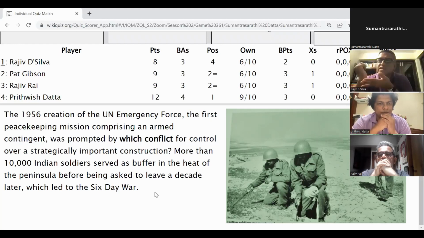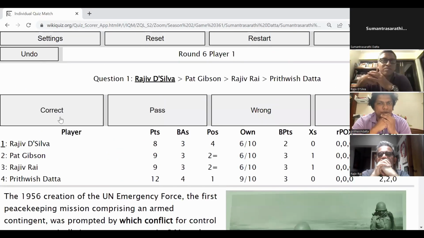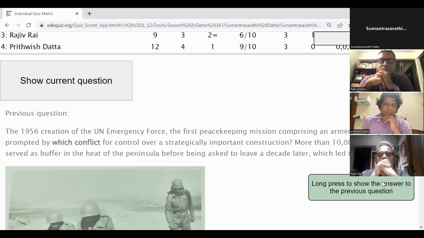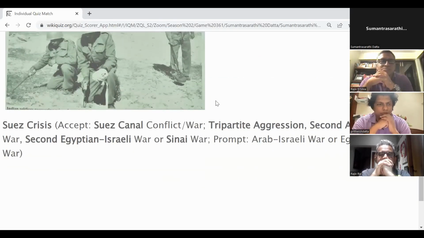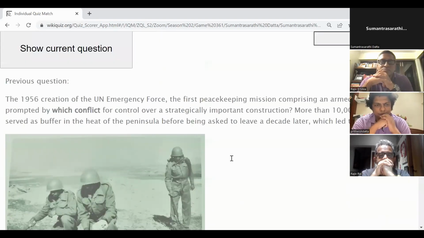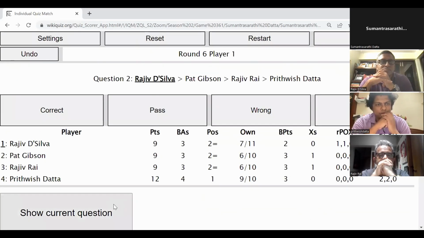The Egypt-Israel war. Yeah, Egypt-Israel is an operatively acceptable answer as well. The Suez Crisis. This conflict. Either of Egypt-Israel or Suez Canal is acceptable. Moving on to Rajiv De Silva's question. Okay, second question.